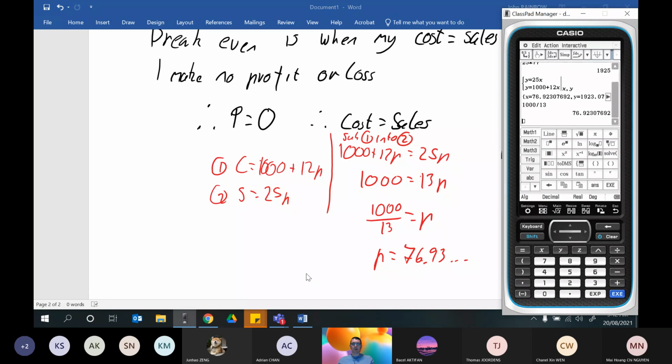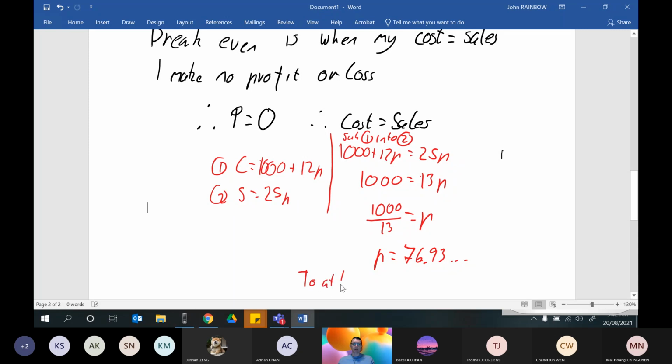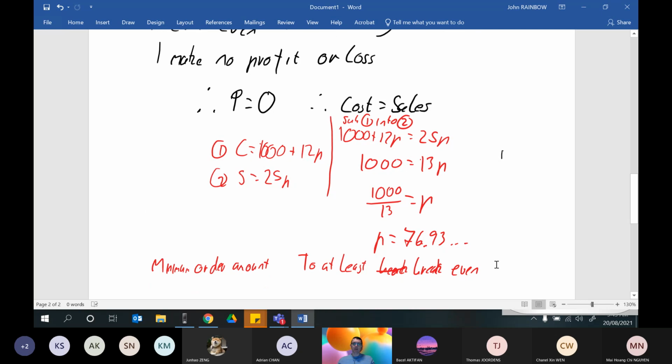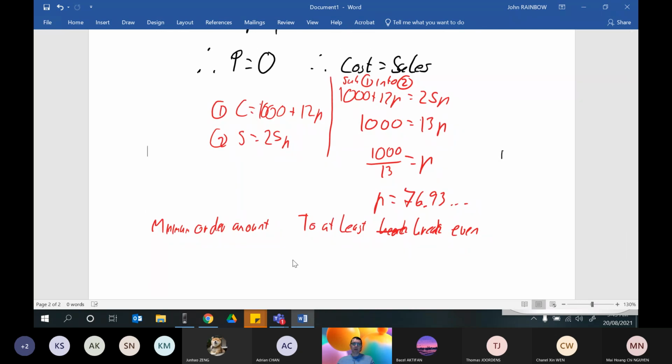If the question asked for at least break even, so the minimum order amount to at least break even is, and put it in words, 77 packs, or you could say sets, whatever you wanted.